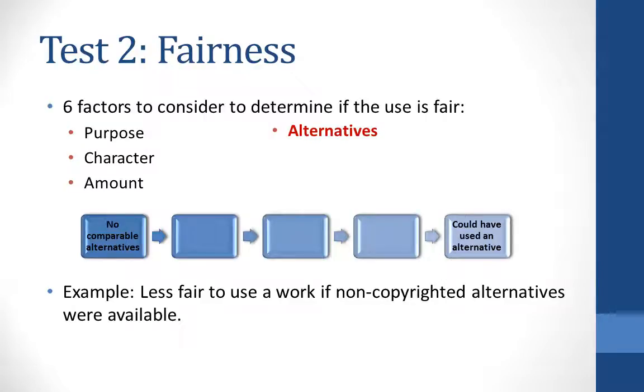The alternatives factor considers whether a non-copyrighted equivalent was available. In other words, did you need to use the work you used for the purpose? If non-copyright protected equivalents could be used instead of the copyright protected work, they should be considered. However, if the copyright protected work is a one-of-a-kind, use for an allowable purpose could be considered fair.